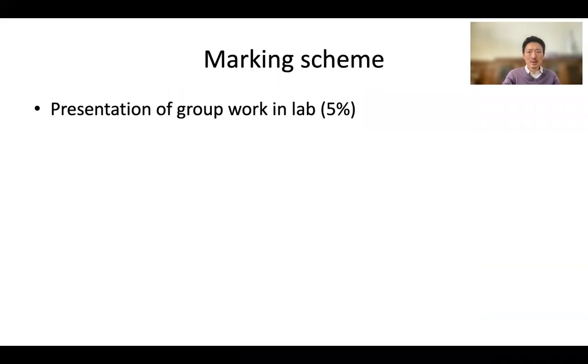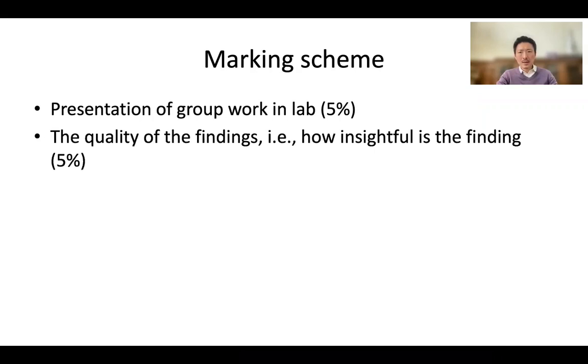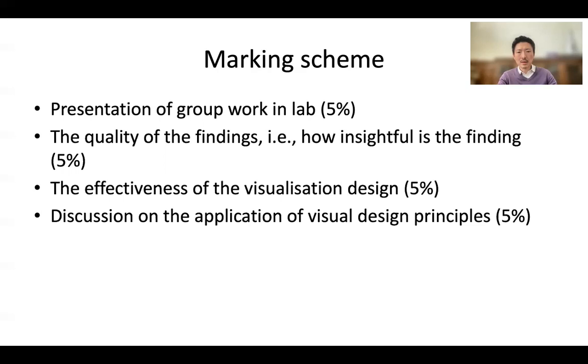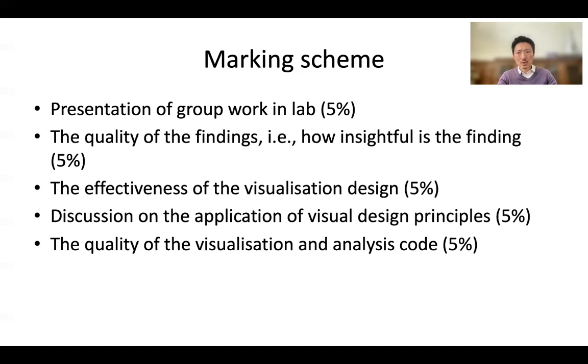Okay, and the marking scheme. We will again first have a group work, a simpler but similar task, using Vega-Lite to create some visualization that will be done in groups and presented in the lab. And then the actual individual work is the remaining 20%, and the marking criteria is similar. So in terms of the quality of the findings, what you found from the coursework and from your visualization, and how effective the design is. You need to discuss how you apply the things we covered in the lecture to your visual design. And finally, the quality of the code. You need to write some code to create a visualization, and how good those are. Do you use any advanced features in Vega-Lite, etc.